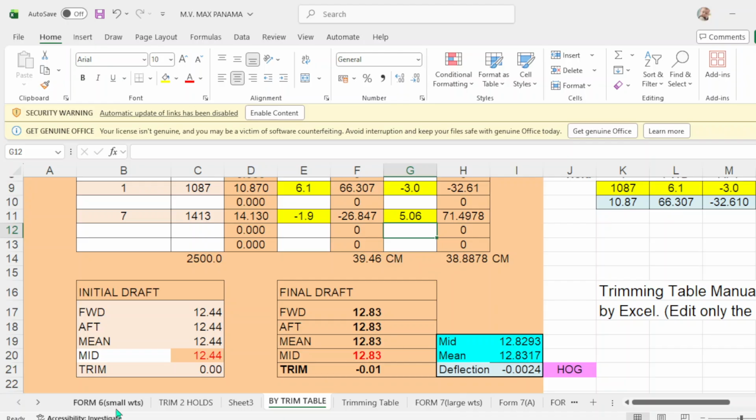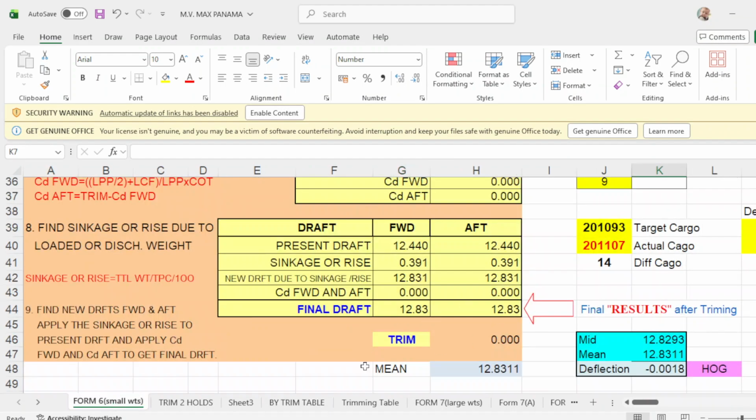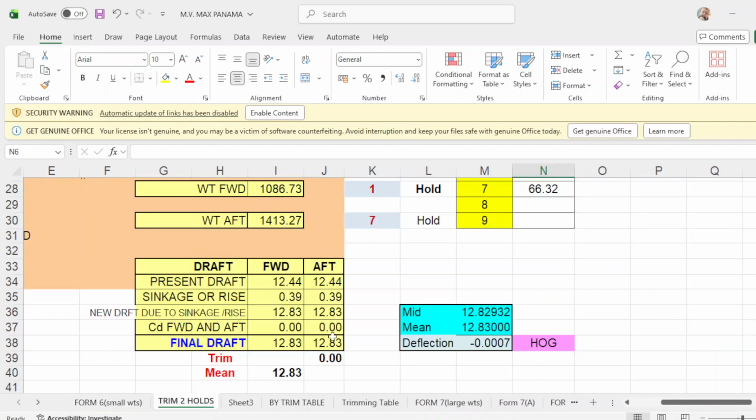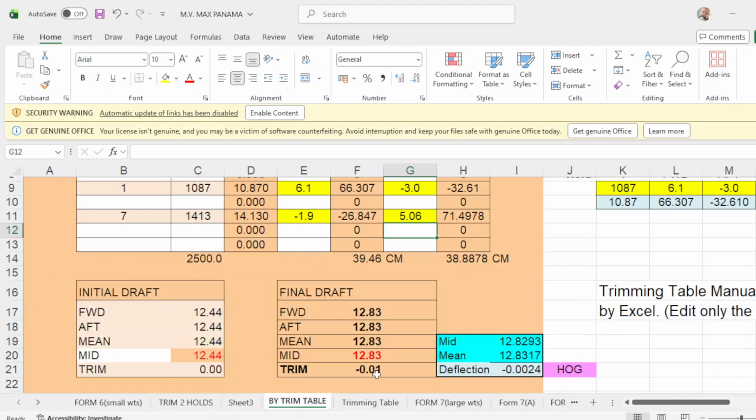And take note, drop here is 12.83, trim 2 holes is 12.83, your trim table is 12.83.